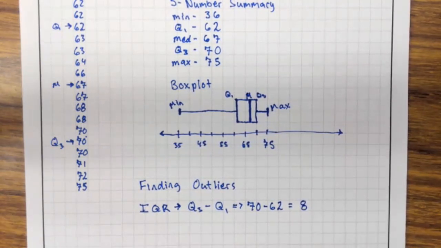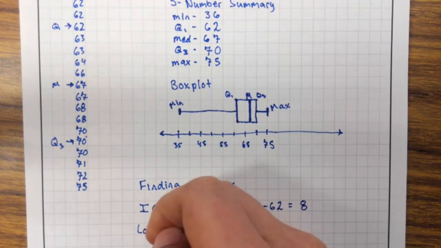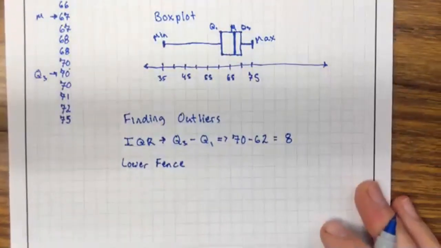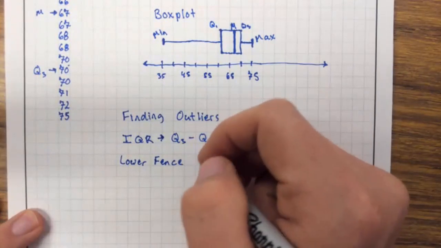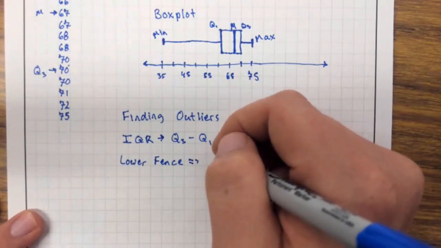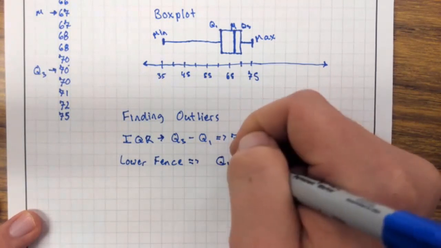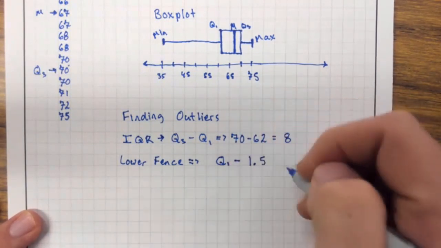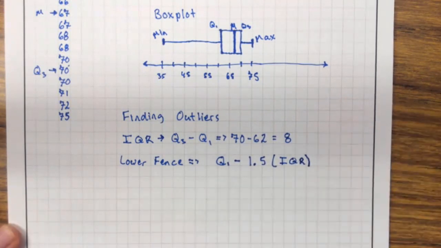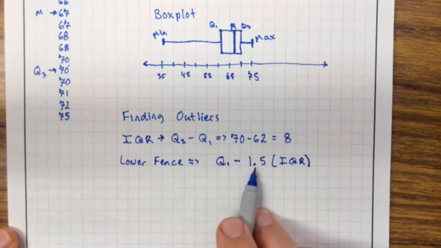Okay, so what we're going to do is add some fences to our box plot. Anything outside of those fences is considered an outlier. So here's the rule for it. First, we'll construct the lower fence. The lower fence is quartile 1 minus 1.5 times the IQR.